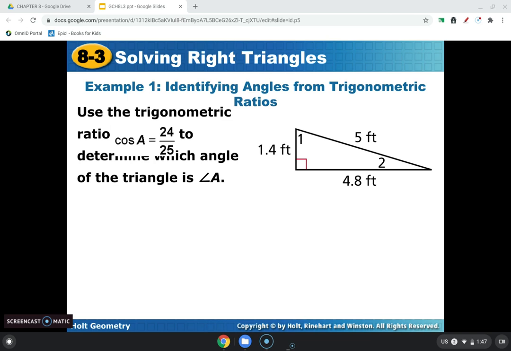All right, this is geometry lesson 8.3, solving right triangles. We found sides in 8.2 and learned how to set up the SOHCAHTOA stuff. So today we're going to go through how to find angles.